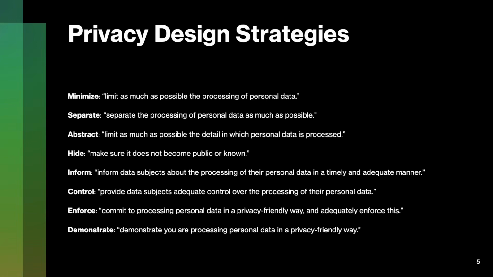Abstract talks about limiting the details of personal data. So for example, instead of using fine location, use coarse location. Hide talks about making sure that the data doesn't become public or known, for example, by using some encryption methods.